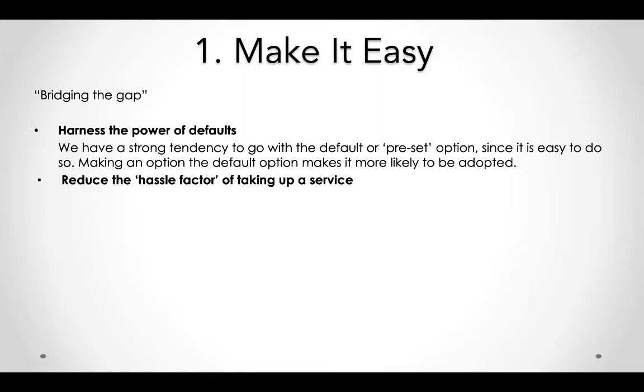The second one is, if we cannot use the default option so much, then an alternative is to reduce the cost of taking up a service, or reduce the friction to take up a service. You have to remember that any obstacle that you put, knowingly or unknowingly, in the process of taking the action will have an influence and will reduce the desire to continue on.